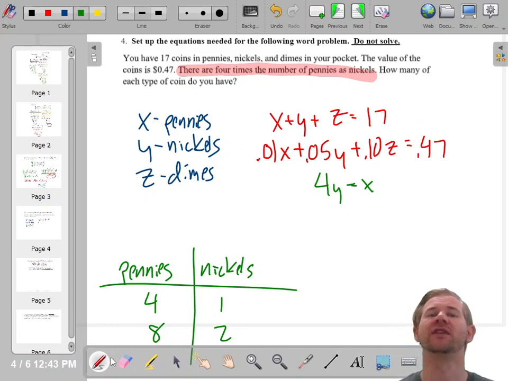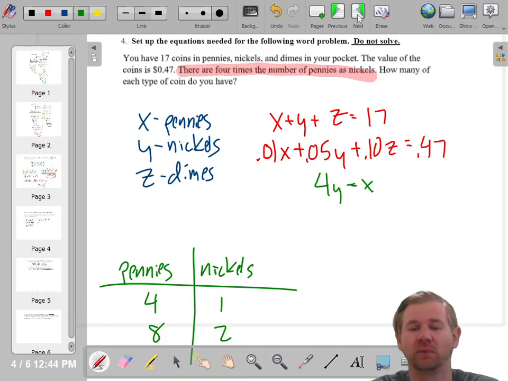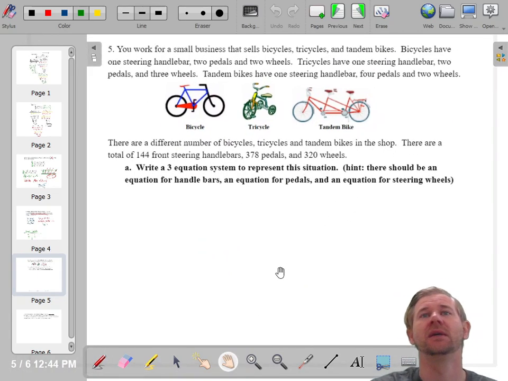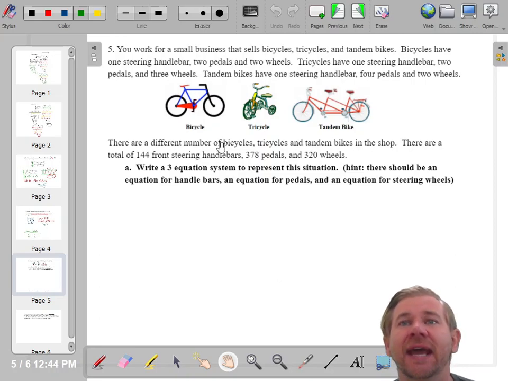If we were actually going to solve this, it's actually kind of nice because we have x and we can just substitute it in and make a 2-variable system. But it doesn't ask us to solve it, so we're going to move on to the next problem. So we've got another 3-variable system. Okay, ooh, we got a lot going on. We got pictures of bikes and trikes and tandem bikes.